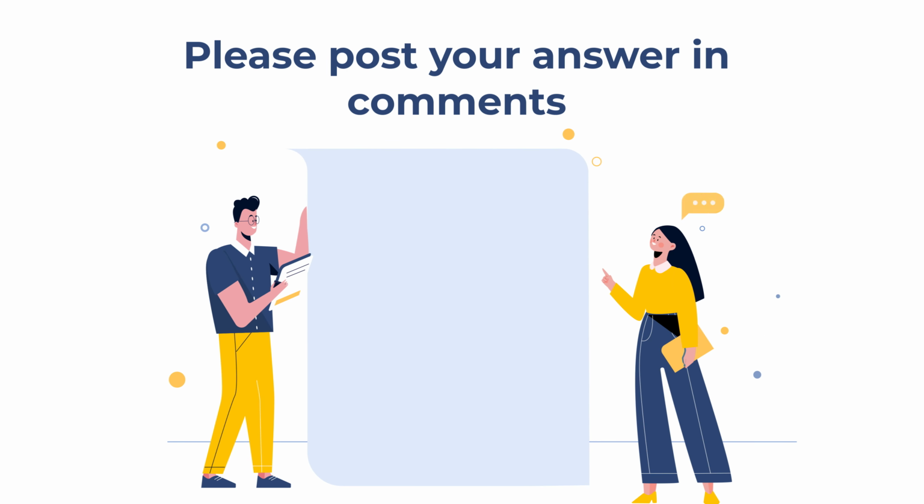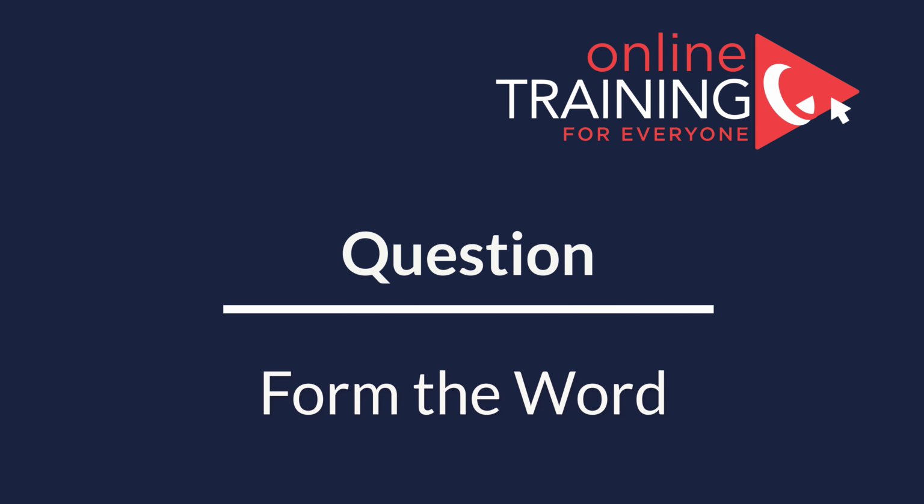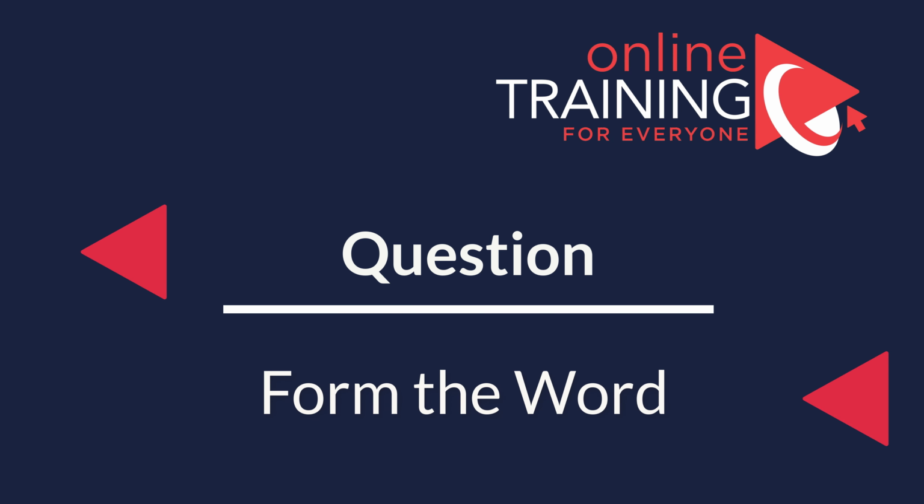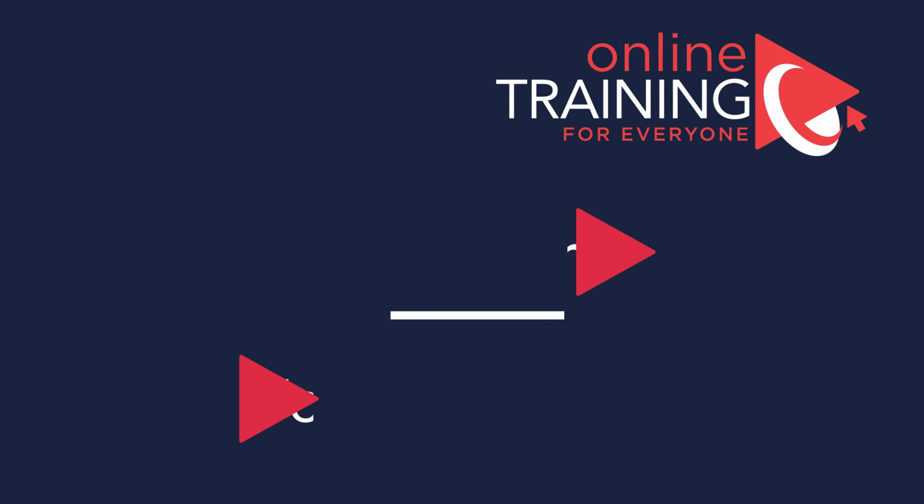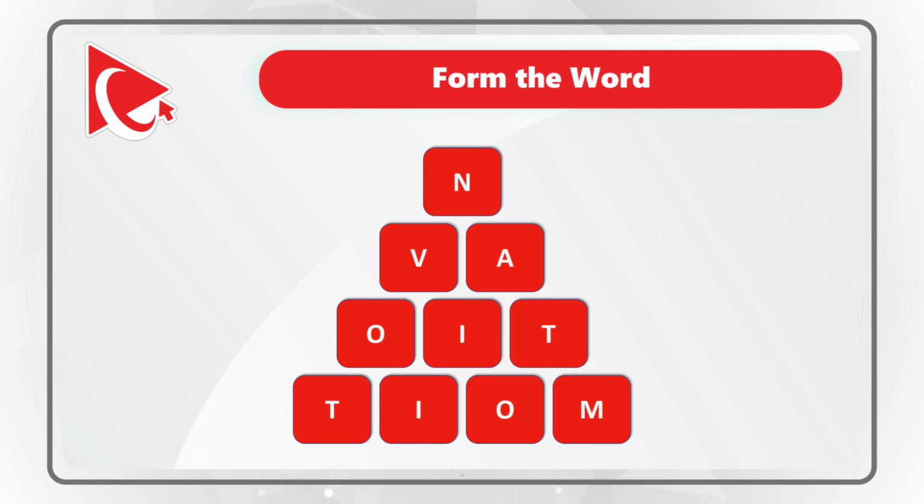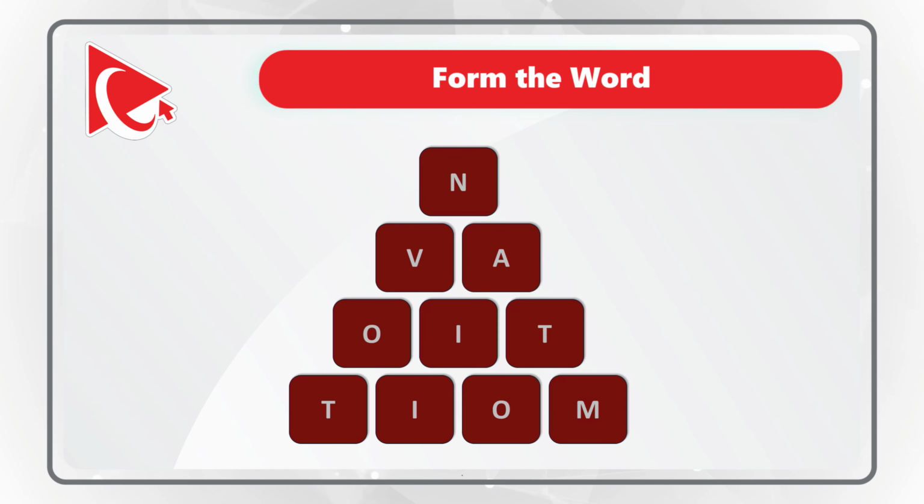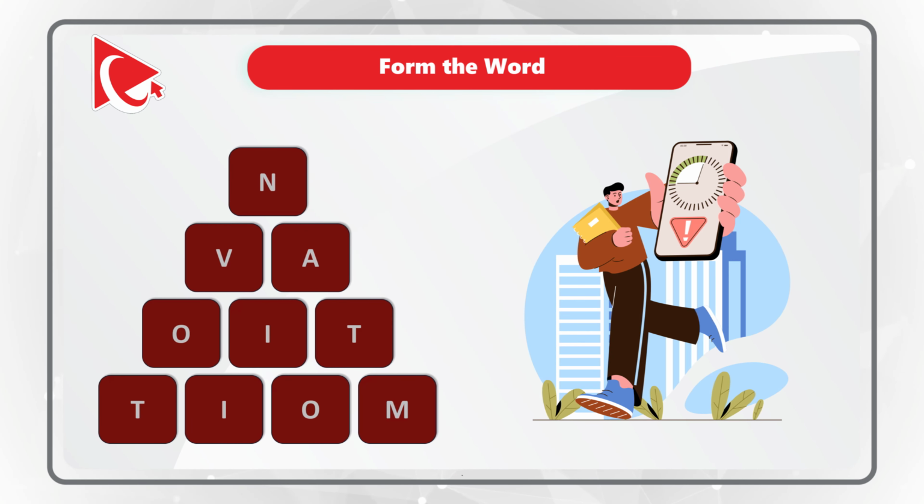One of the very hard challenges is forming words using a certain number of letters of the English alphabet. In this question, you're presented with 10 letters, and you need to form the word using all the letters only once. The letters are N, V, A, O, I, T, T, I, O, M. Do you see the word here? Give yourself a little bit of time, maybe 20 to 30 seconds.